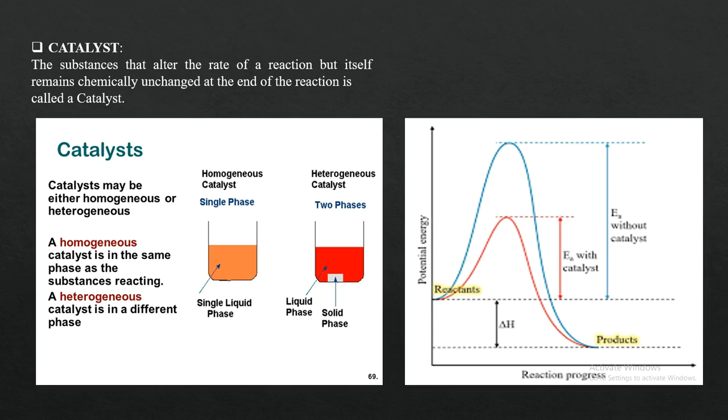So here is a graph representation, where the reactants are converted into product, but if we don't use the catalyst, there is a need for a large amount of energy to activate this reaction. Here you can see the blue graph represents the activation energy required, high activation energy. But in the case of the red graph, you can see the reactants are converted into product with a lower activation energy, which is provided by the catalyst.